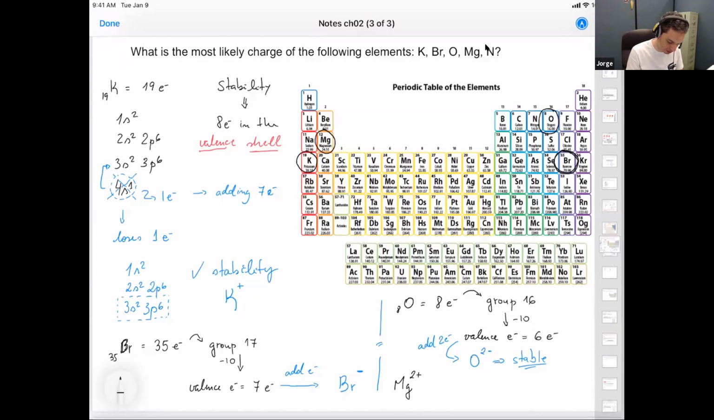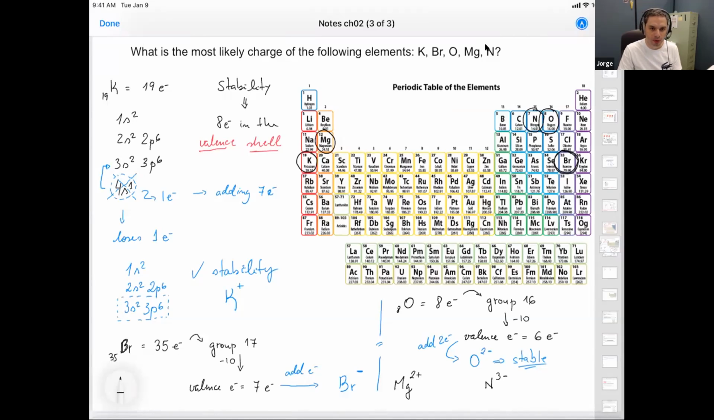And the final example, nitrogen. Nitrogen is right before the oxygen, group 15. Therefore, 5 electrons in the valence shell. To achieve stability, it is easier for the nitrogen to gain 3 electrons. 5 plus 3 is 8. In exchange for gaining 3 electrons, nitrogen will receive a charge of 3 minus.